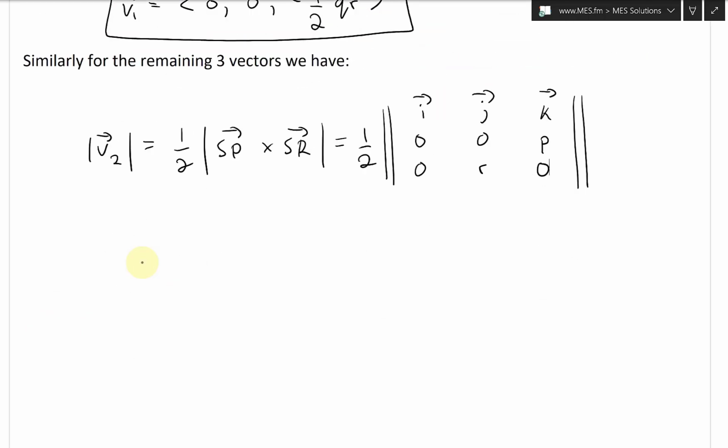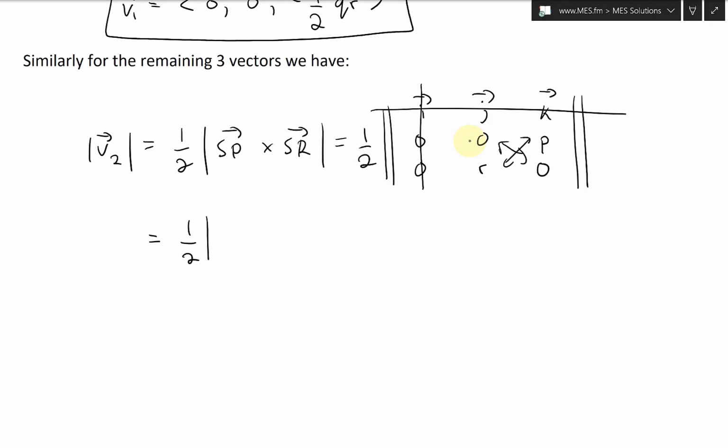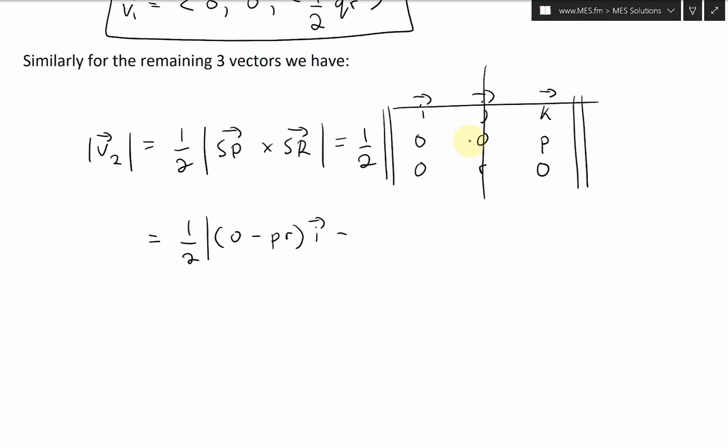All right, so let's just solve this cross product. So 1/2, and then put the length or the absolute value sign. Then do the same setup as before. Cross this, cross that, and then this times this, minus this times this. That's going to be 0 minus PR, like that. And then this is going to be the I component. And then the next one's going to be minus. We could keep the top one always on there. And this next one's going to be across the middle, and that's going to be 0 times 0, 0 minus P times 0, 0, and then J, like that.